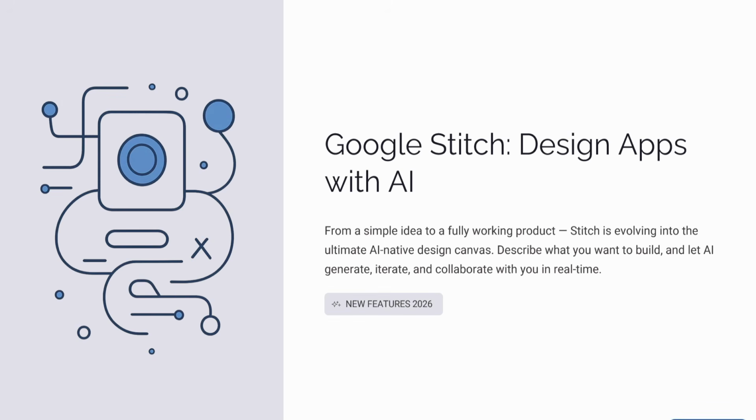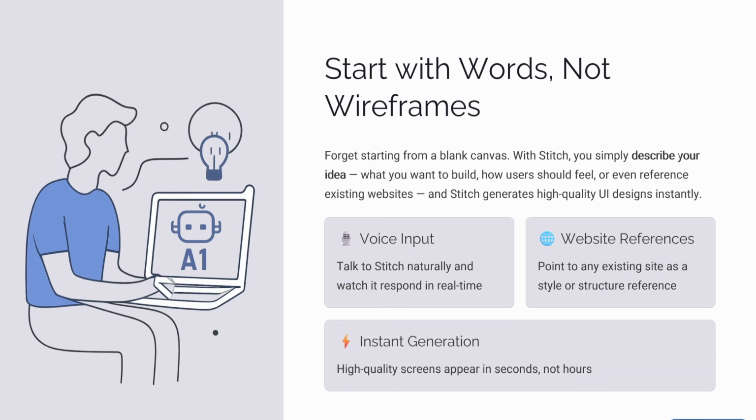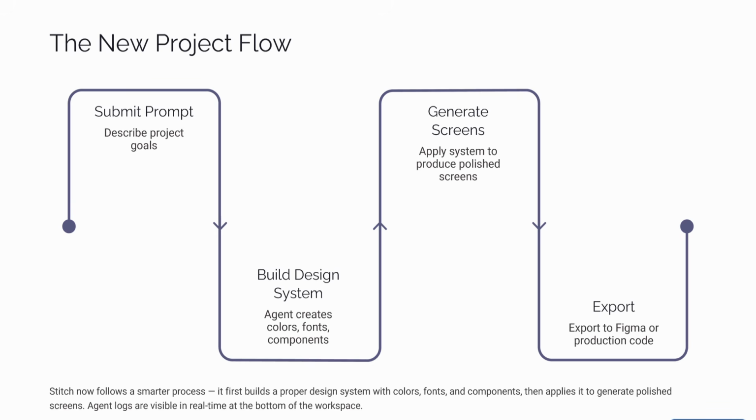Stitch is an AI tool made by Google for designing apps with AI. Here you can give inputs from voice or website references, and it can generate frames instantly. This is the simple workflow of how a Stitch app works. You submit a prompt, then it builds the design system on its own, then it generates screens, and then you can export it to either Figma or production code.